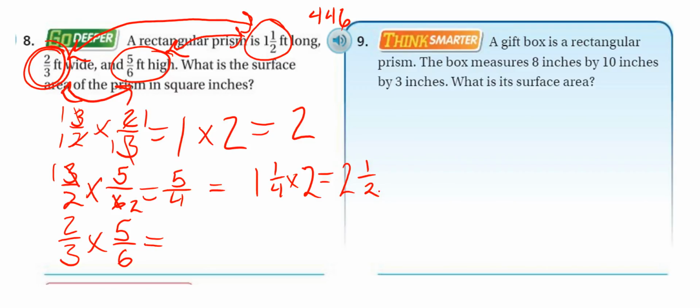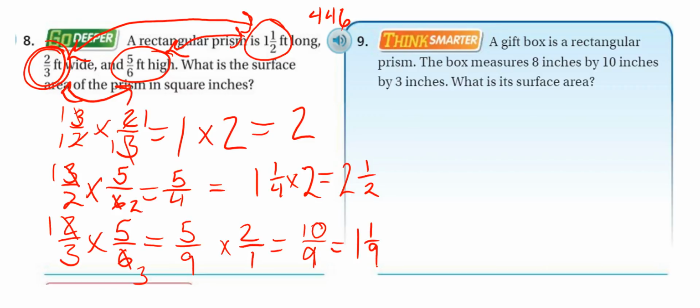And then last one, 2/3 times 5/6, we can cross simplify here. 2 goes into 2 one time, 2 goes into 6 3 times. 1 times 5 is 5. 3 times 3 is 9. And then I have to multiply that by 2, which is the same thing as 2/1, and I get 10/9. And the reason I multiplied it by 2 again is because there is a right and a left, or a top and a bottom. There's 6 total sides, so that's why we have to multiply by 2. That equals 1 1/9. Then we add all these together.